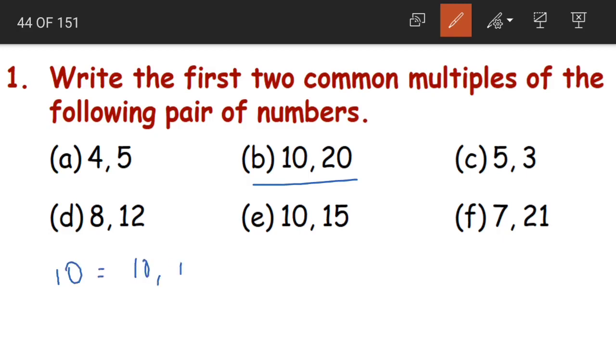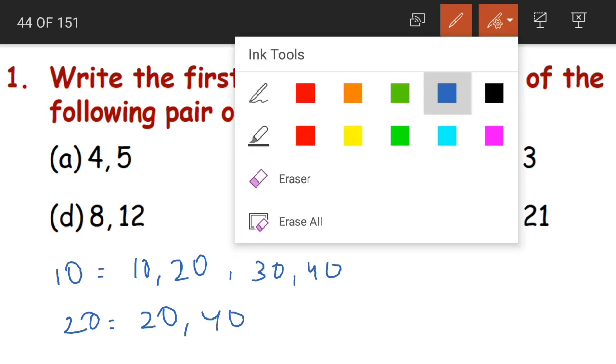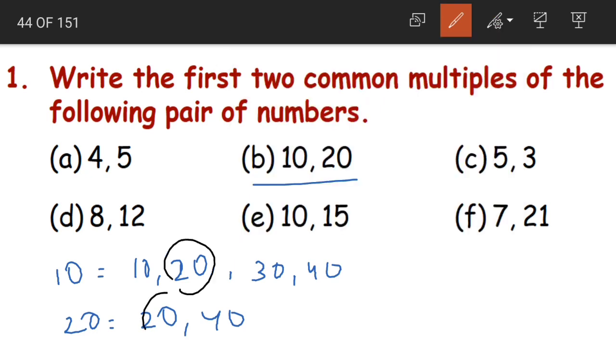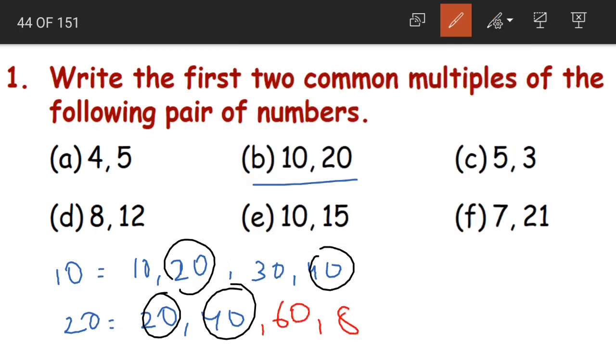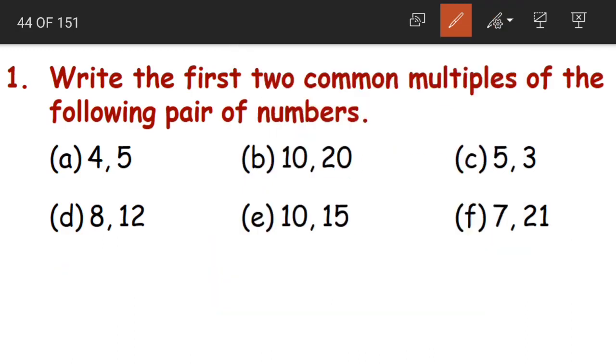We have the multiples of 10 as 10, 20, 30, 40. Then we have the multiples of 20 as 20, 40. Okay, we can stop here only. As 20 and 40, we have got our first common multiples. We got our first two common multiples, that are 20 and 40.